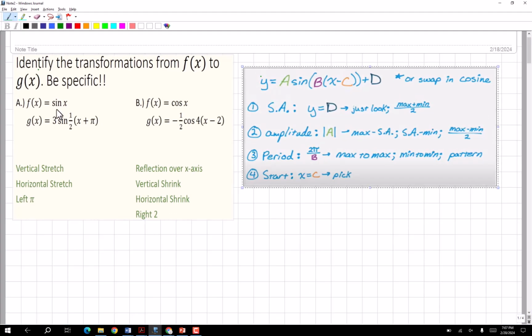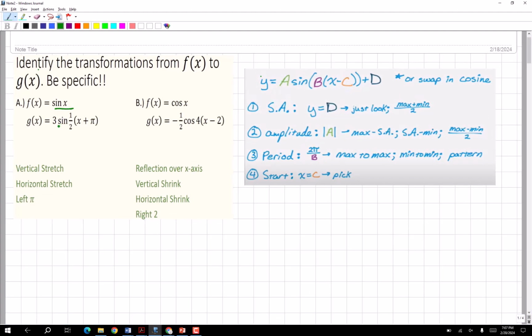Okay, so for this, this is the parent function, it's sine, right? So 3 sine, that number in front of it is A. So what that means is the amplitude is higher. If I have this graph, and you know, this typically goes up to 1, it's going to go up to 3. So that's going to be a vertical stretch. That's because of A, because of the 3.